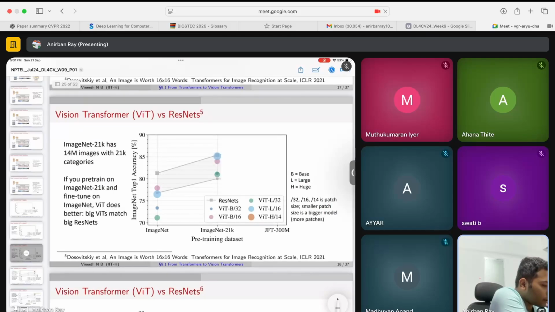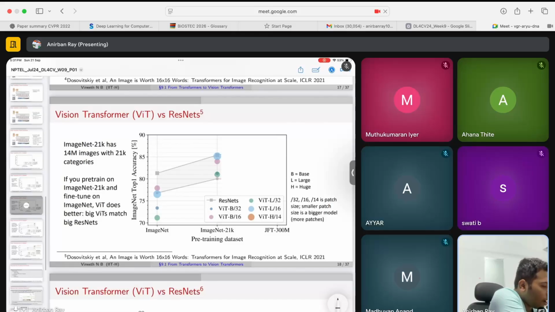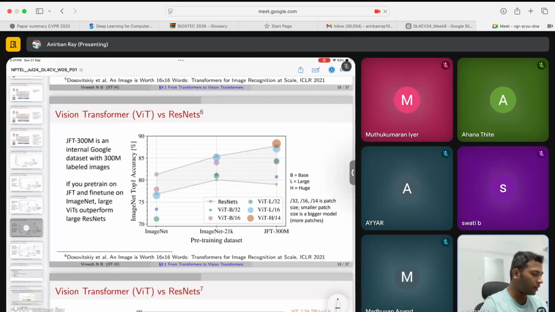But subsequently you can see that when the size of the dataset increases, then ViT does better. And the bigger the ViT, the better the performance. This we can see easily. Further, you can see these are ViT huge of 14 layers, the 14 transformer layers applied one after another.